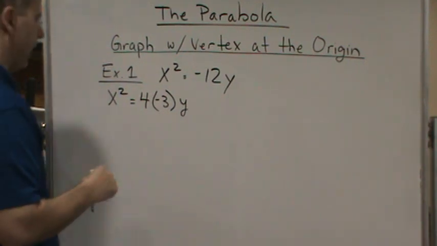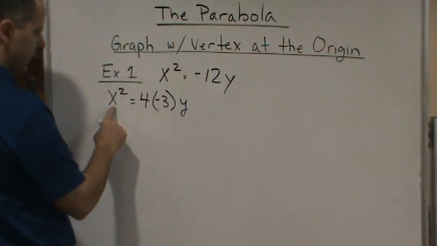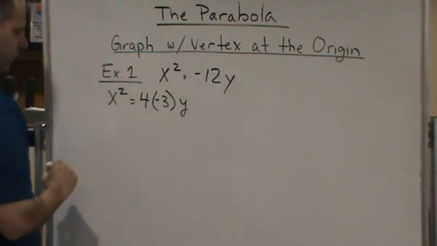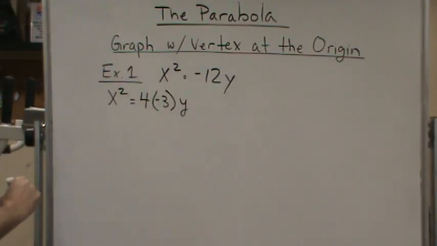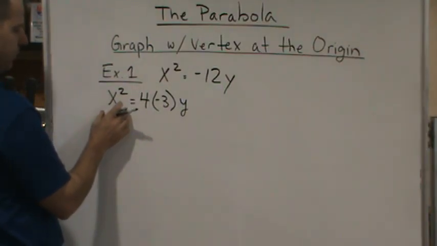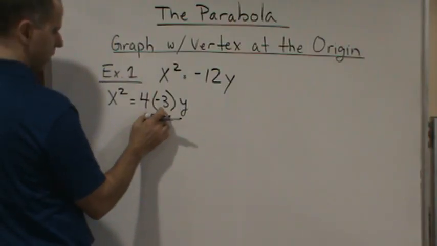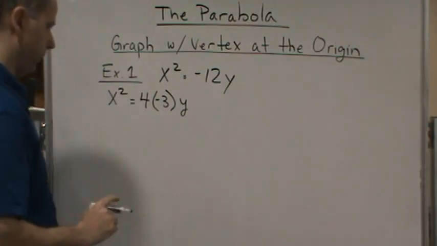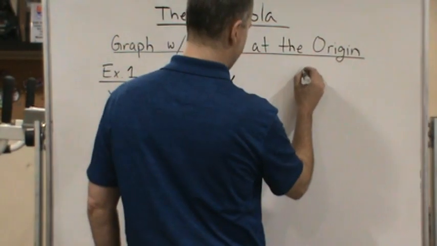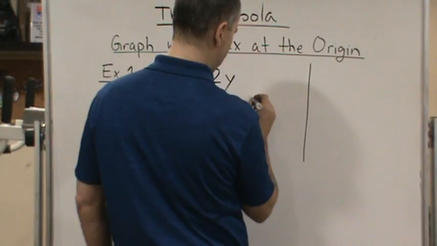Okay? So now here's the other thing too. X is squared, right? And so that means that the axis of symmetry is the y-axis, okay? And since p is negative, this is opening downward, okay? So let's graph this like we would for a homework assignment.